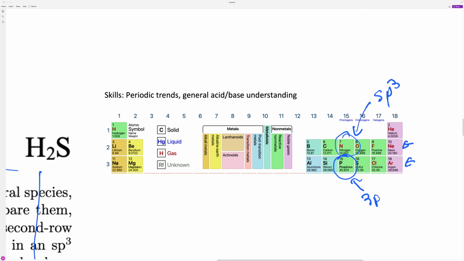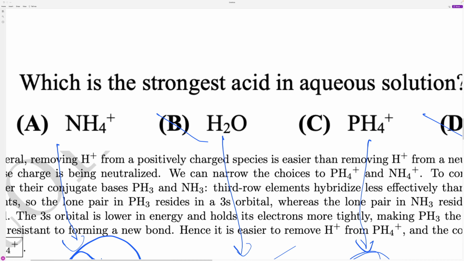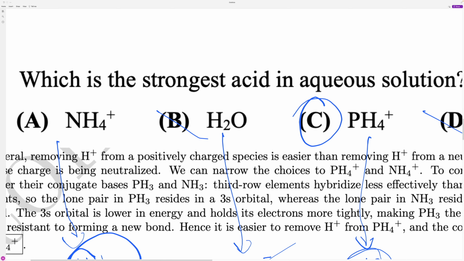And essentially an sp3 orbital is going to be higher in energy, while the 3s orbital is going to be lower in energy. And that means that PH3 is going to hold its electrons more tightly. So PH3 is going to be more stable because it's less willing to undergo those reactions. So that essentially means that phosphorus with its lone pair is going to be more stable than NH3 with its lone pair. So it's going to be a weaker conjugate base, and thus the corresponding acid is going to be a stronger acid in aqueous solution, and that's going to be C.